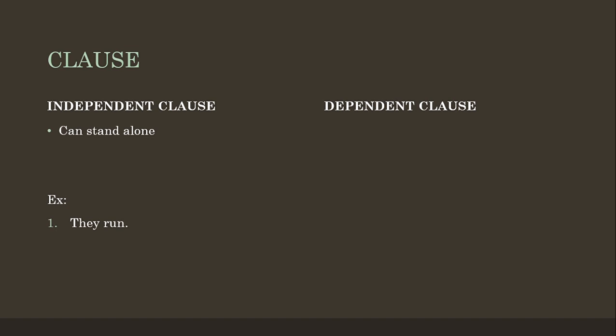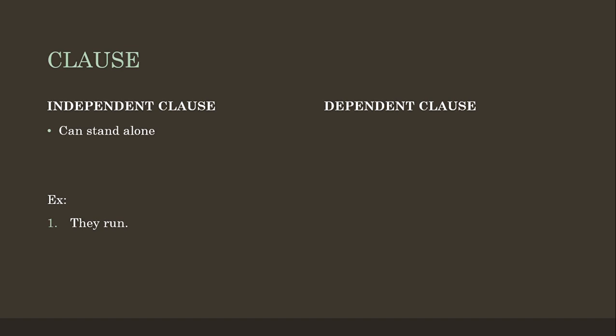That is an independent clause. For example, they run. We don't need any additional information after the word run. It's enough. They run, full stop. It can stand alone as a sentence, and it is independent. So they run is an independent clause. Also, an independent clause is called a simple sentence. A simple sentence consists of one independent clause.